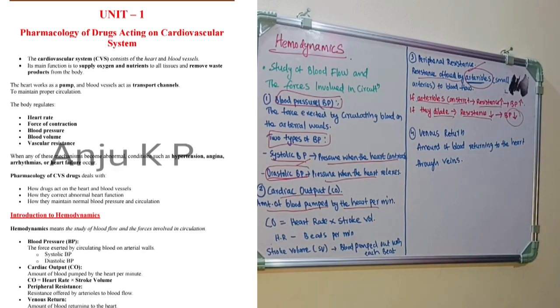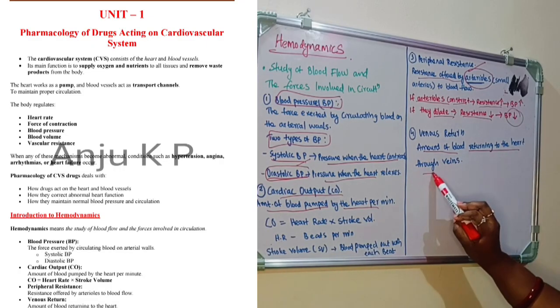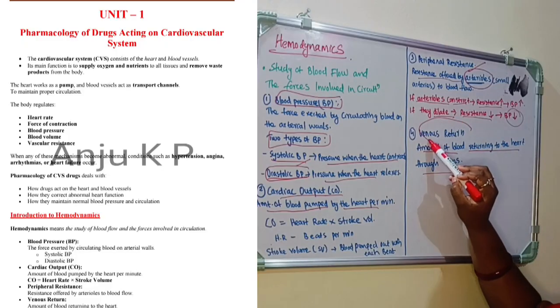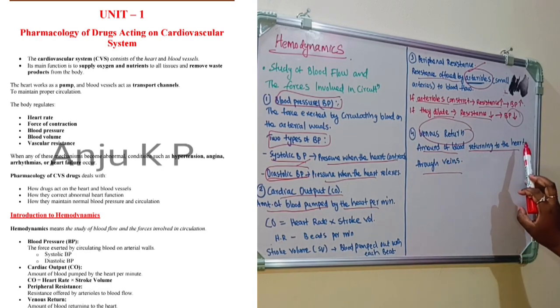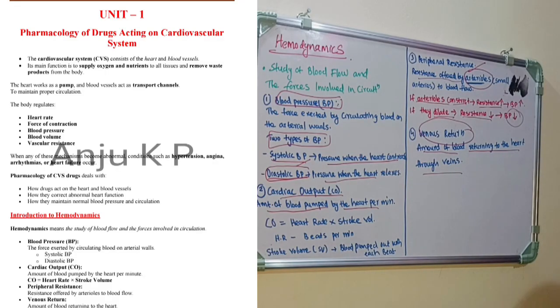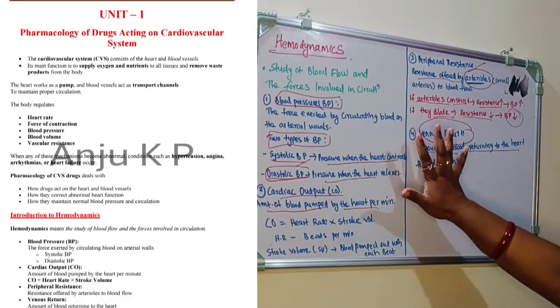Okay. Next one is venous return. That means the amount of blood returning to the heart through veins, we will call it venous return. This is the parameter which you have to remember as a basic term.